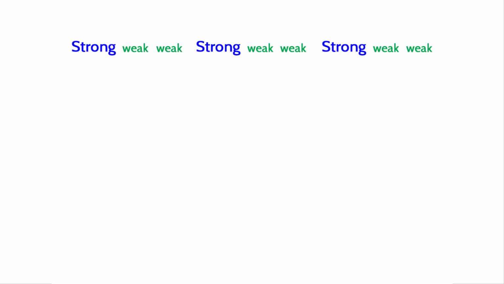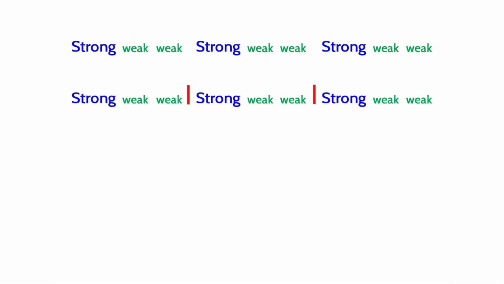Now, what we need is a means of organising and identifying in the music these recurring patterns of strong and weak beats. And it needs to be easy to follow. So let's take our strong, weak, weak. To represent where the start of each pattern occurs, we're going to add in a vertical line, and this will divide it into sections.